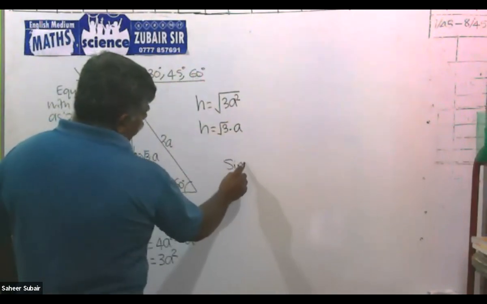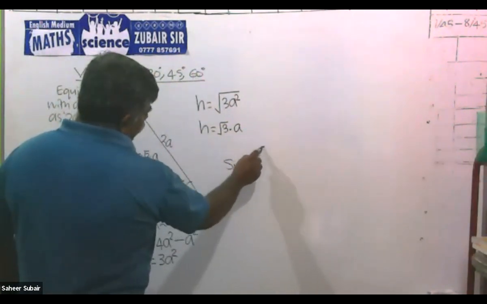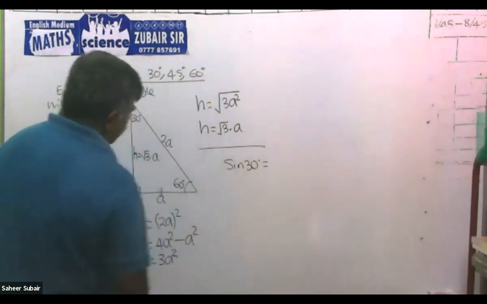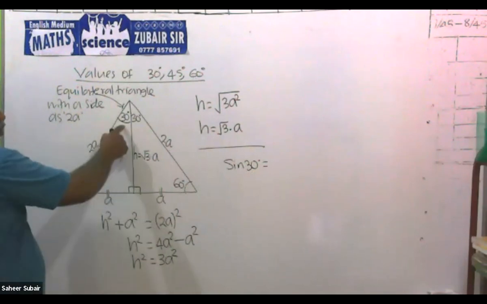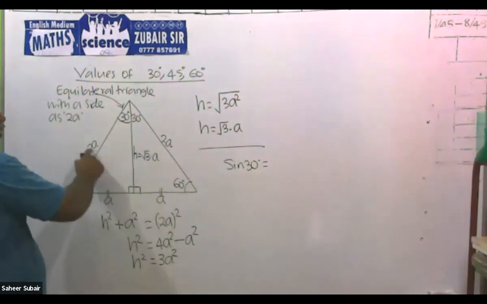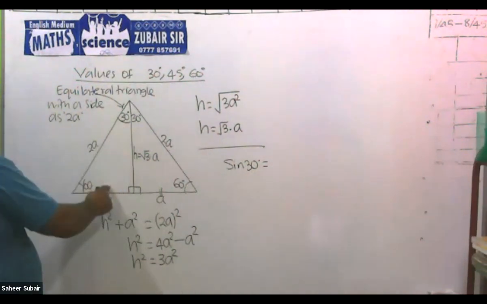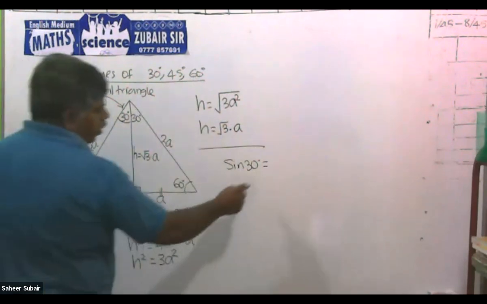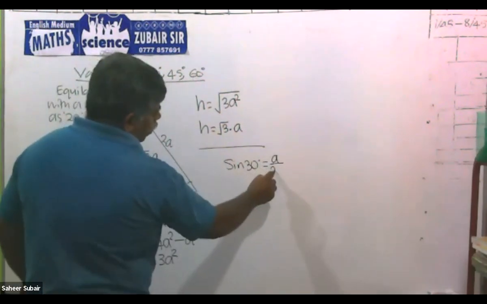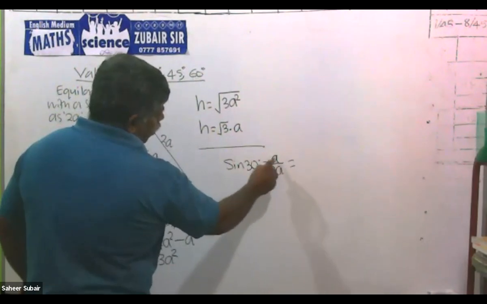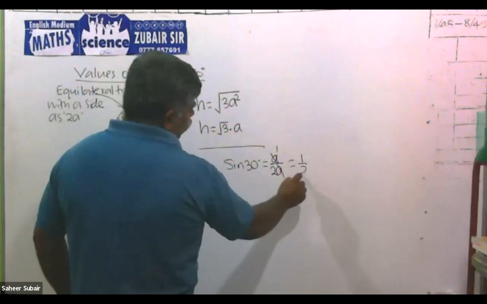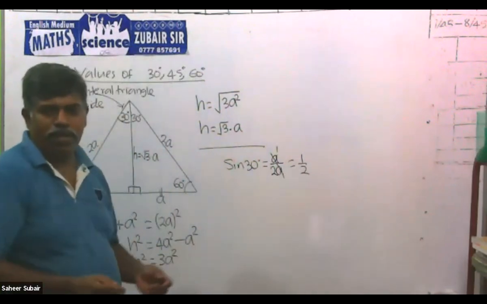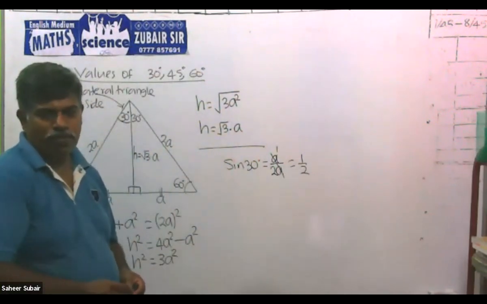First we will find what is sine 30. Sine 30 is, when you take the 30 here, this is the 30, opposite over hypotenuse. Here opposite is A, hypotenuse is 2A. Then A over 2A. When you cancel the A up and down, the upper part is 1 over 2. So sine 30 is 1 over 2, half.